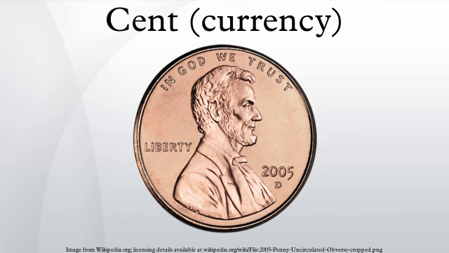Serbian dinar, divided into 100 paras, Slovak koruna, divided into 100 halierov, Swedish krona, divided into 100 öre, Swiss franc, divided into 100 rappen, Thai baht, divided into 100 satang, Turkish lira, divided into 100 kuruş, United Arab Emirates dirham, divided into 100 fils, Ukrainian hryvnia, divided into 100 kopiykas.